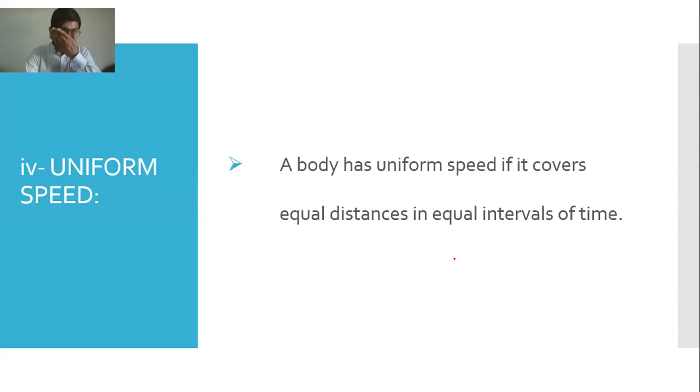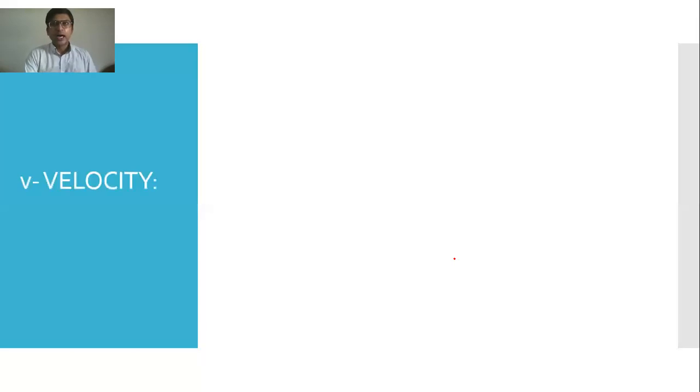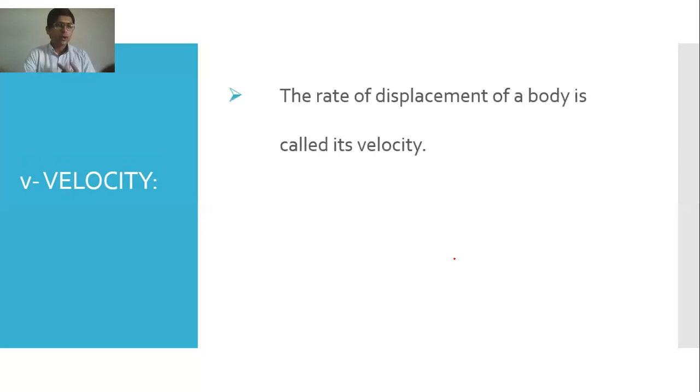Now velocity. Speed and velocity are related terms. The definition is: the rate of displacement of a body is called its velocity. So velocity depends on displacement and speed depends on distance. And the definition is the same for both of them: that is distance per unit time, and this is displacement per unit time.